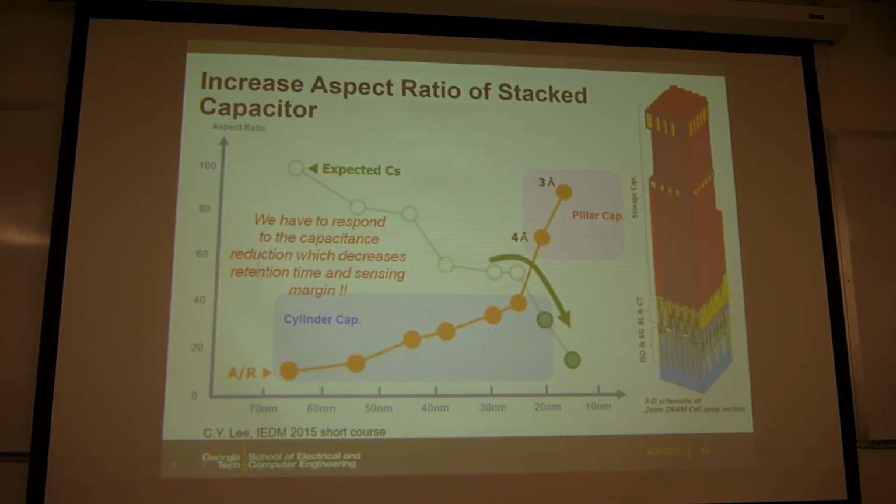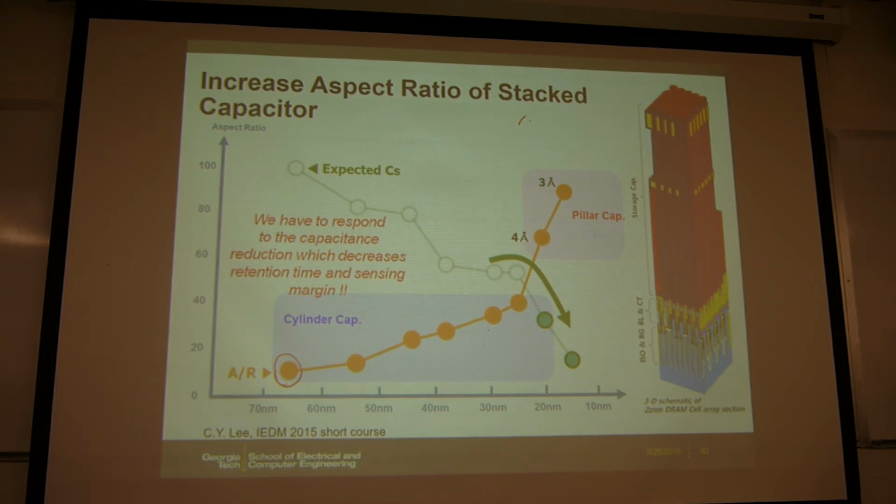So here it shows the technology trend. Let's say from 70 nanometer down to 20 nanometer, it's like a cylinder capacitor, and then below 20 nanometer it's like this pillar capacitor. And this is, I think, the aspect ratio we need to maintain this CS. But even with these innovations, the CS is shrinking these days.